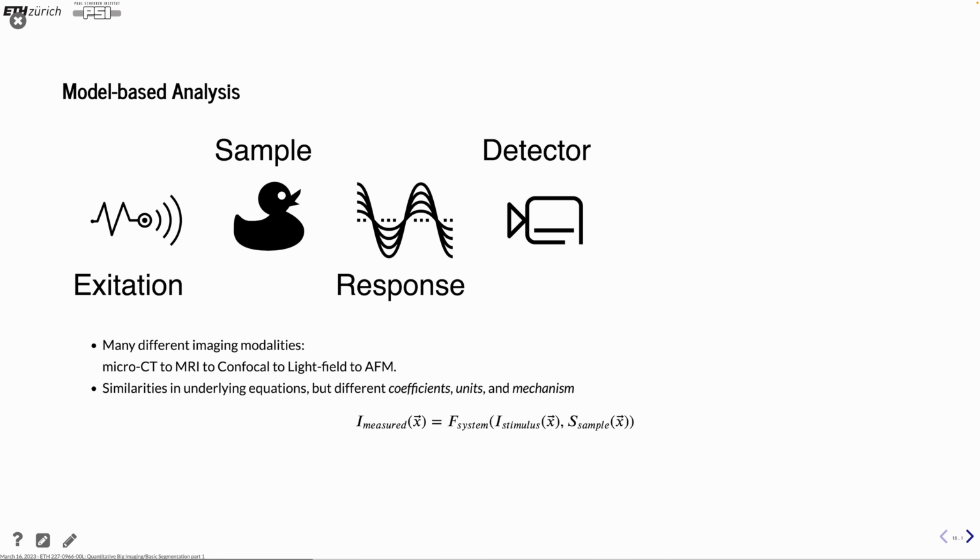When you look at the model of an imaging system, you in principle have some kind of excitation, could be light, could be X-rays, could be neutrons or something. This radiation goes through or reflects on the sample, and from that you get a response which is captured by the detector. So we have pretty many different imaging modalities, and in principle they have more or less the same underlying equation, where you have a function, which is a system, which takes the stimulus, the excitation, and some sample response to this kind of radiation.